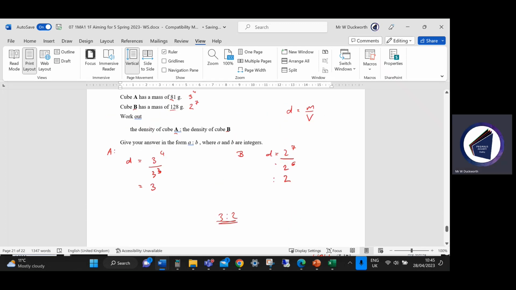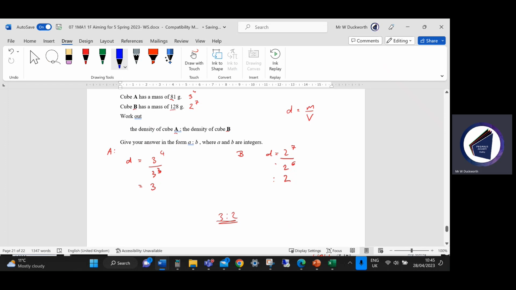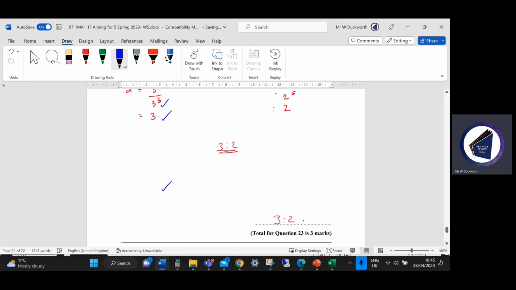So what does the mark scheme say? Will it have covered my method? It says the volume of cuboid B, which is 3 to the power 3. They have stated the value of it as well, but I'm going to award the method for 3 to the power 2 and 4 to the power 3, which I've said is 2 to the power 6, but that's fine. Density of cube A, mark there. Actually, I shouldn't have given myself 2 marks there. Mark there, and then mark there.